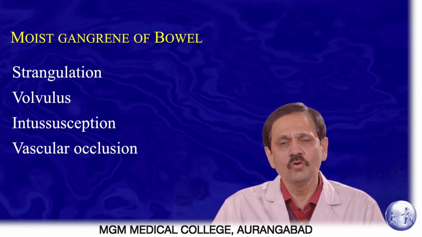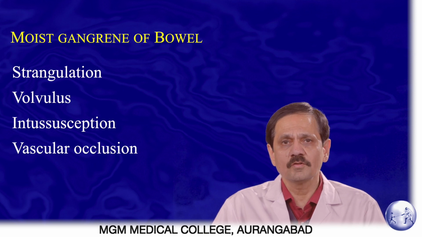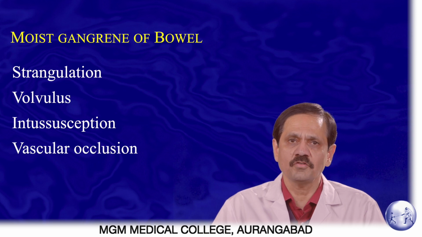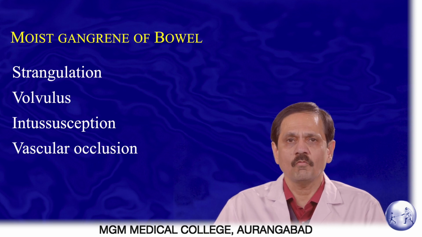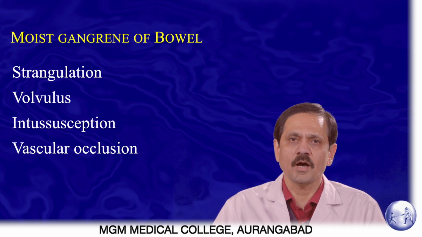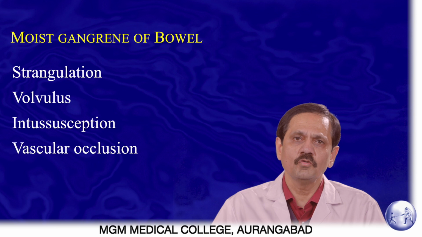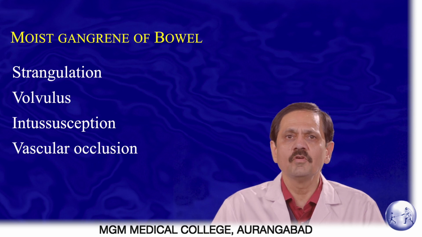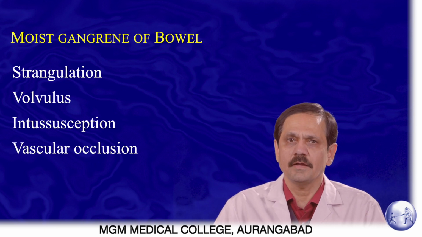Secondly, it is commonly encountered in volvulus. In volvulus, there is a twisting of the intestine, which is commonly seen with sudden spasm of the artery. It will lead to the twisting of the intestine, giving rise to the wet type of gangrene.